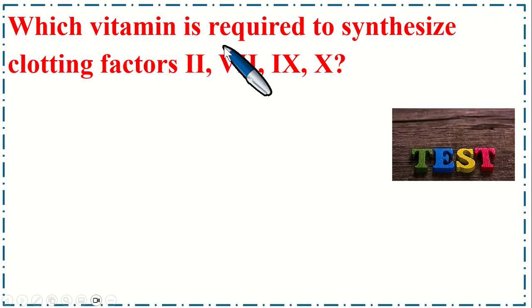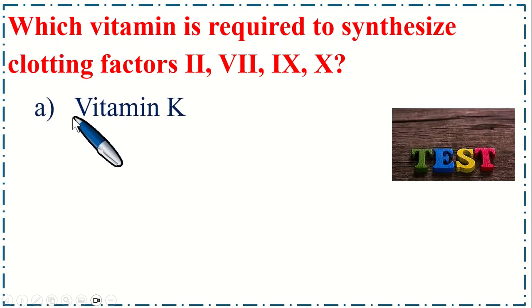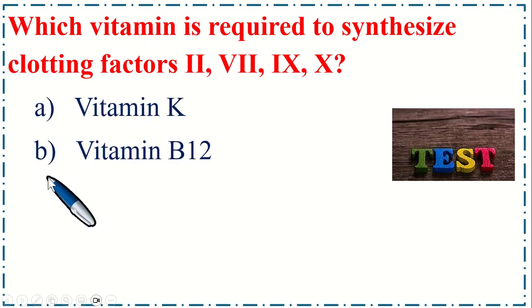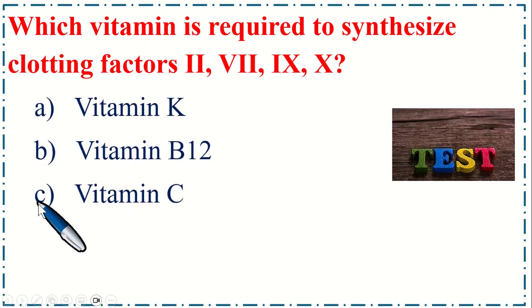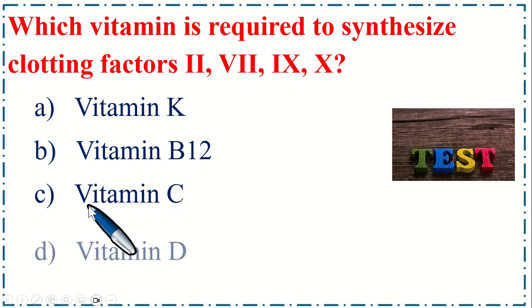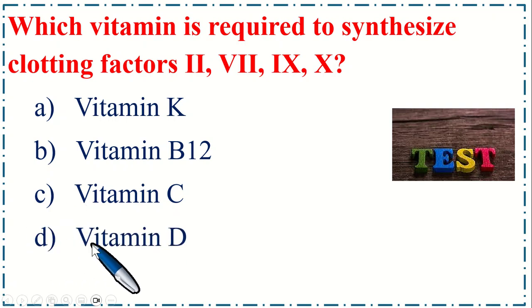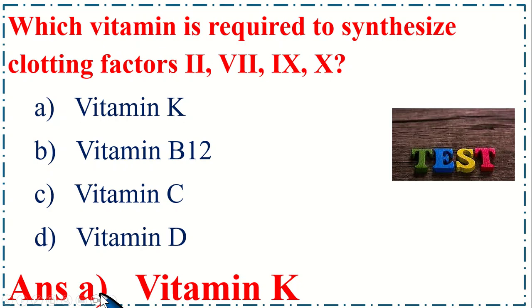Which vitamin is required to synthesize clotting factors: factor 2, factor 7, factor 9 and 10? Option A, vitamin K, option B, vitamin B12, option C, vitamin C, and option D, vitamin D. So the correct option is option A, which is vitamin K.